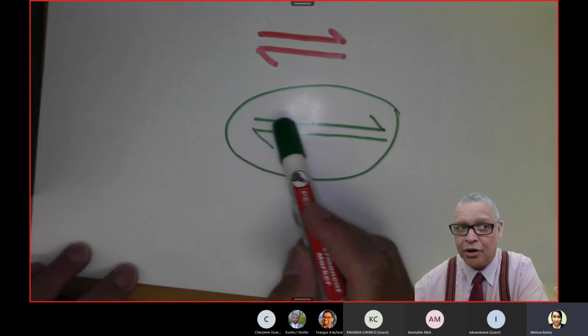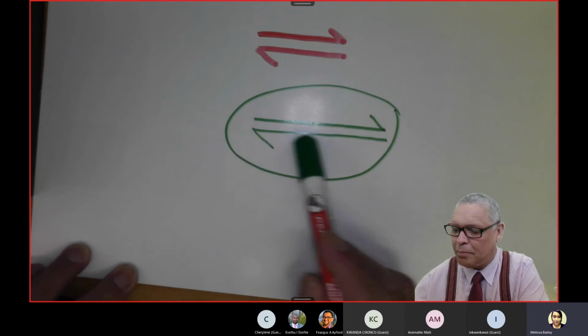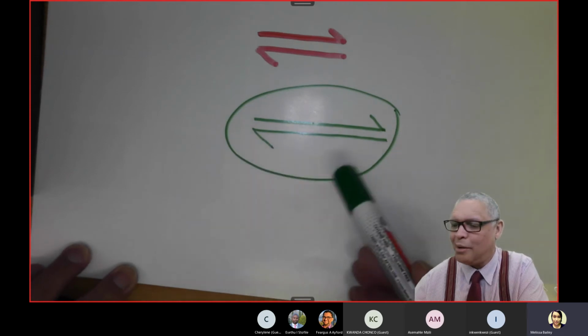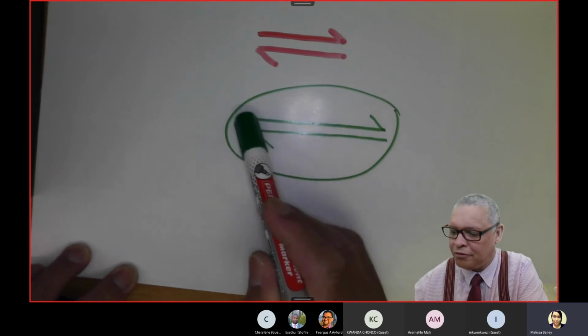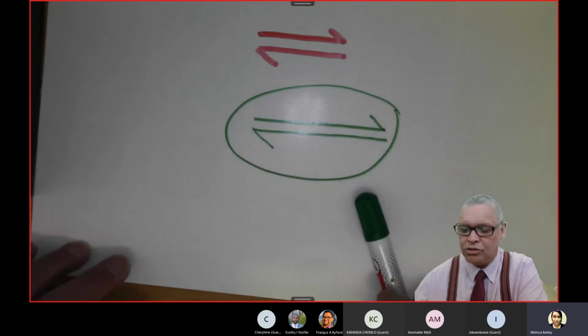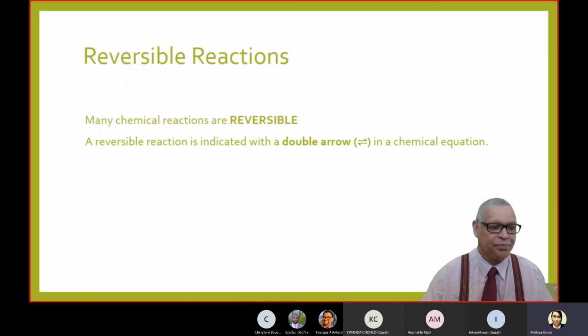Take note, the one on top is the forward reaction, and the one at the bottom is the reverse reaction. We do not talk of forward and backward. No, we talk about forward reaction, and then we talk about reverse reaction. Those are important concepts that we need for our lesson today.